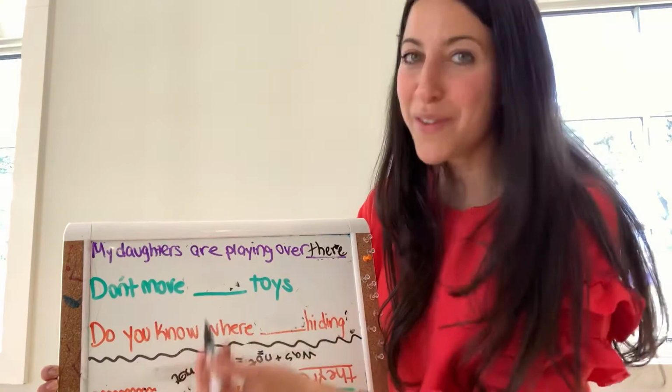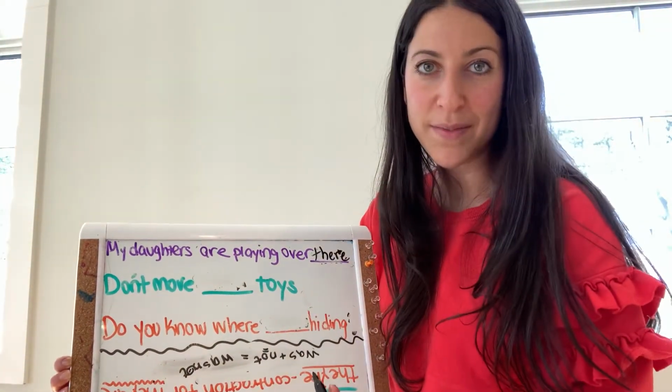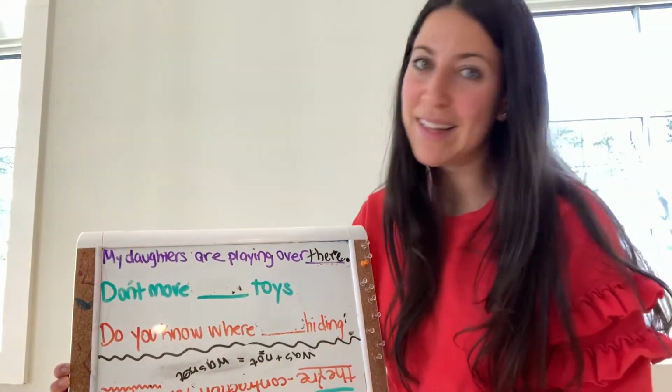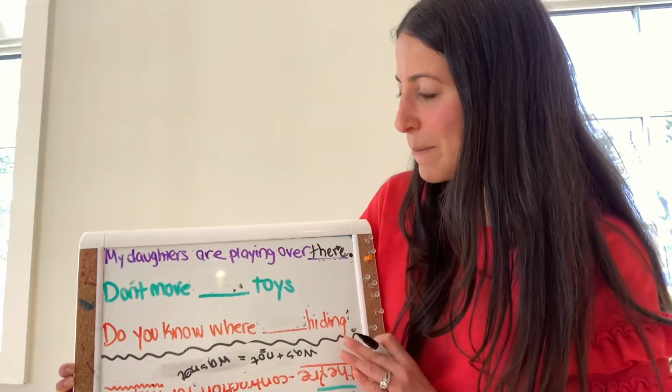And again, just as a review, what type of sentence is this? My daughters are playing over there. It's a statement. So I need a period because it is a declarative sentence. Let's see who was listening on the other lesson, okay?